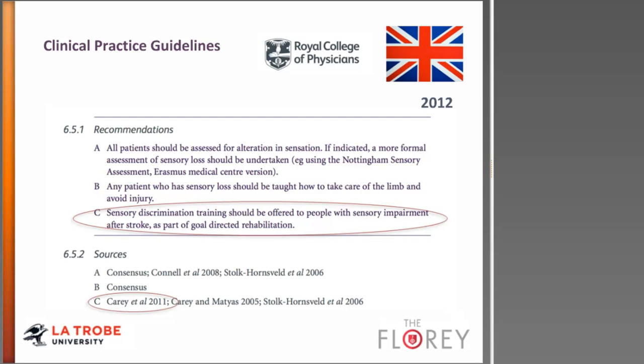So in their guidelines for sensation, along with saying that all patients should be assessed for altered sensation, they also state that in terms of compensatory strategies, the patient with sensory loss should be taught how to take care of the limb and to avoid injury. But they've also incorporated the SENSE therapy approach. They've stated that sensory discrimination training should be offered to people with sensory impairment after stroke, and reference some of the studies by Leeanne Carey and the SENSE RCT that I went through earlier.